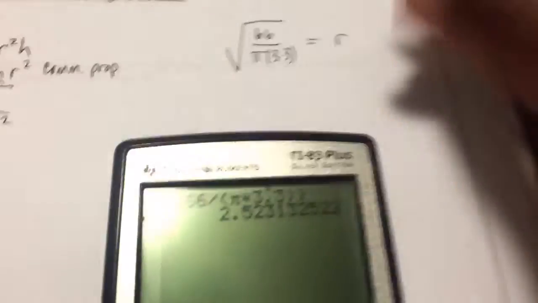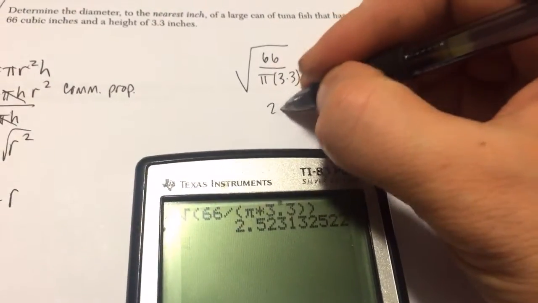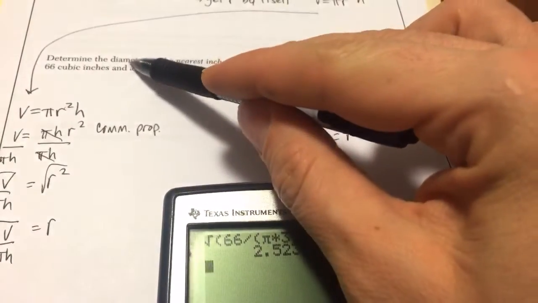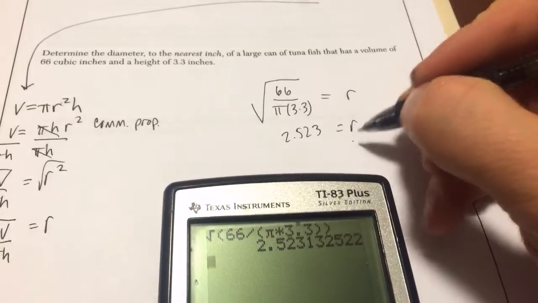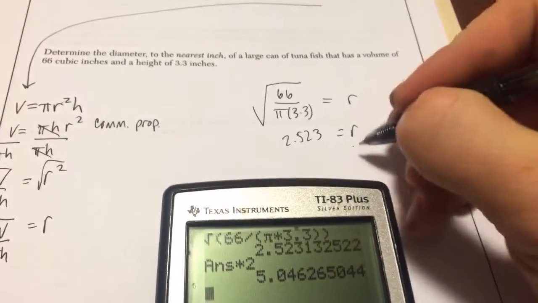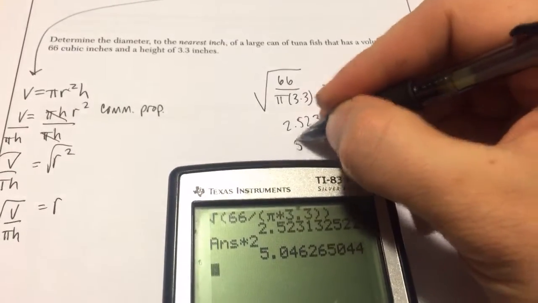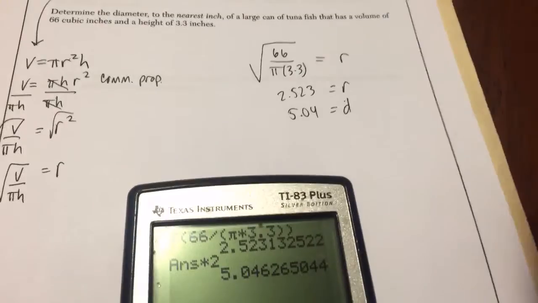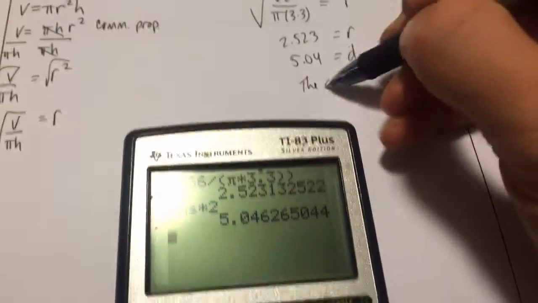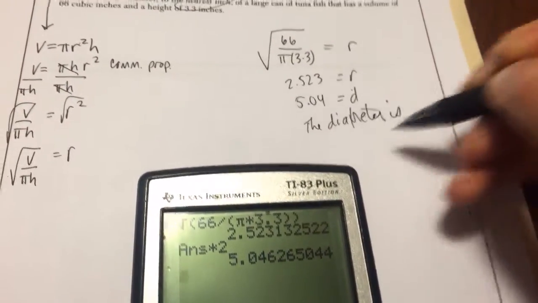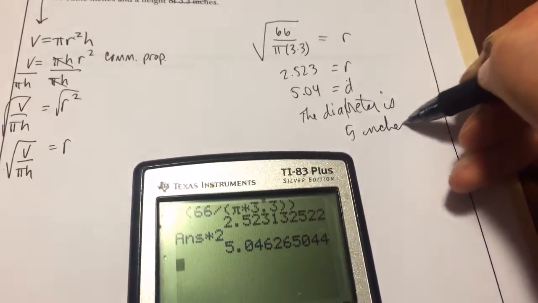Now, this means my radius is 2.523. Now, this is where it's tricky because the diameter is double that. So if we double the radius, we get 5.04. So to the nearest inch, the diameter is 5 inches.